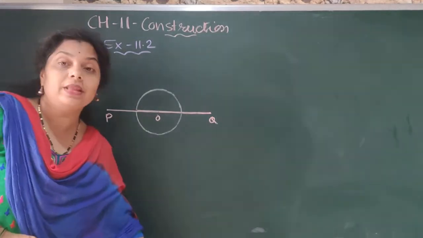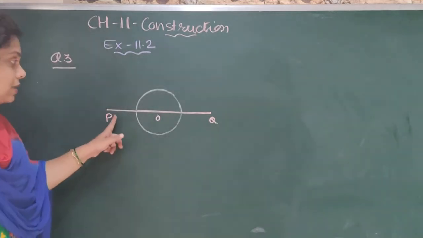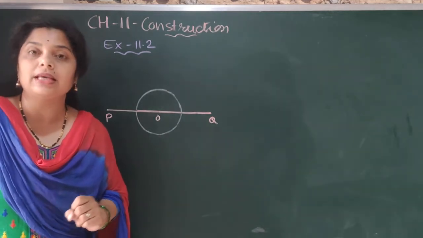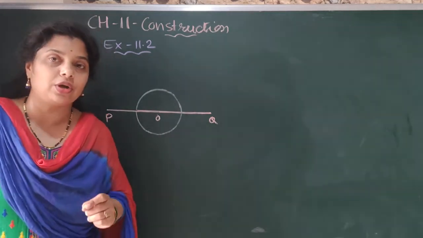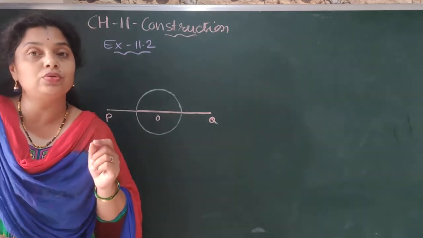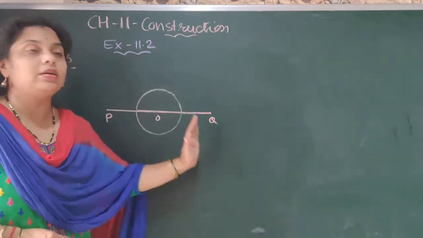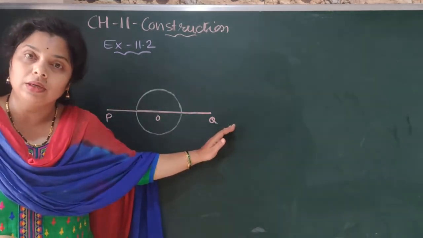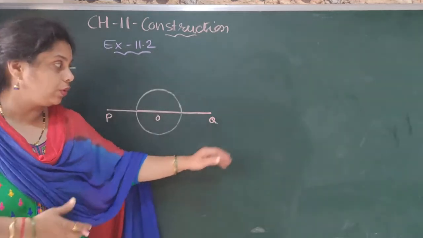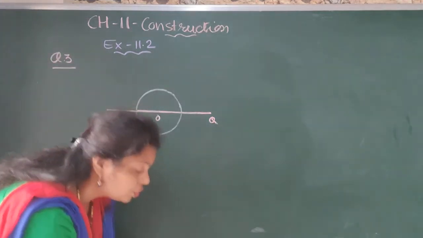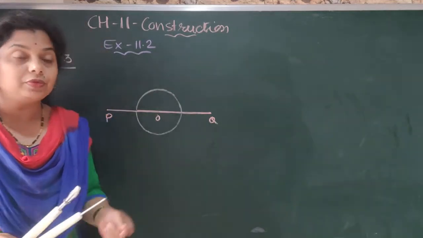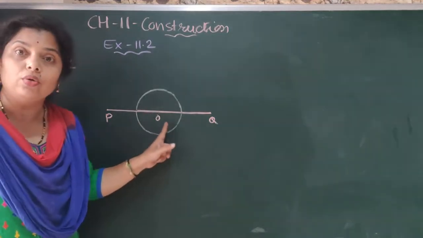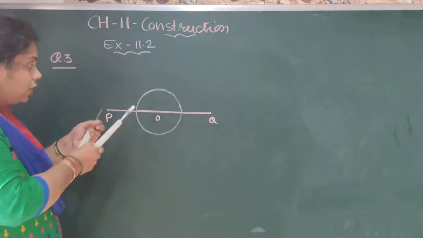Is it clear? Now the next thing is to draw a tangent from P and Q on this circle. As I told you, from each exterior point we can draw 2 tangents to a circle. So here are 2 external points. So 2 tangents from P and 2 tangents from Q we are going to draw. So first of all, to draw a tangent, what do we have to do? We have to draw a perpendicular bisector of OP and OQ. Okay, so I am showing you again.